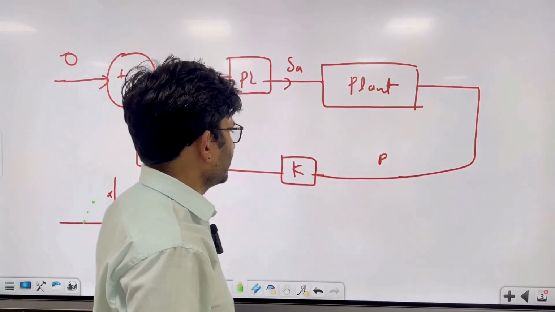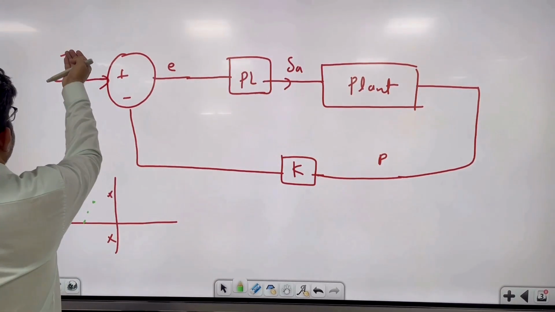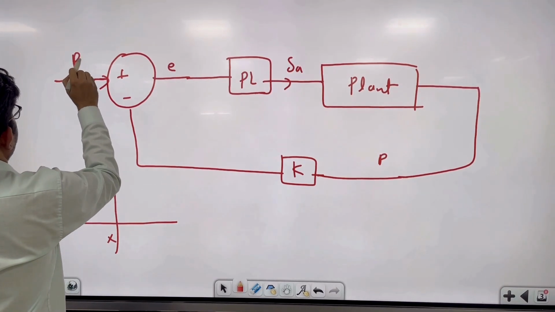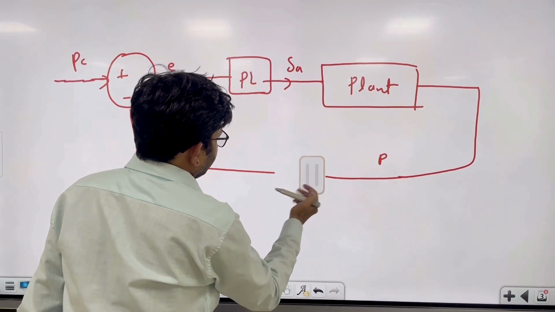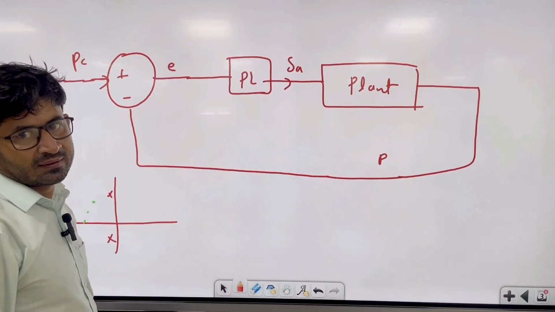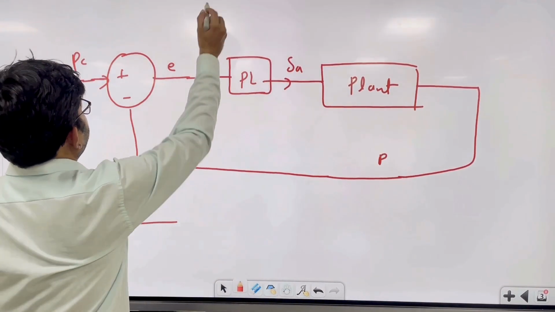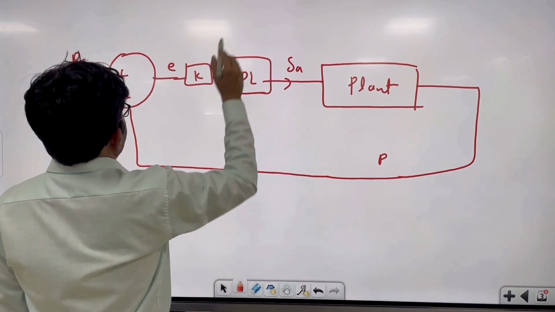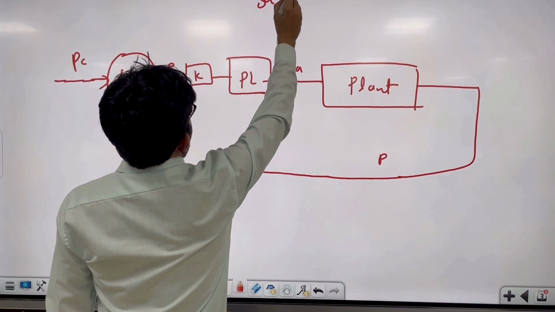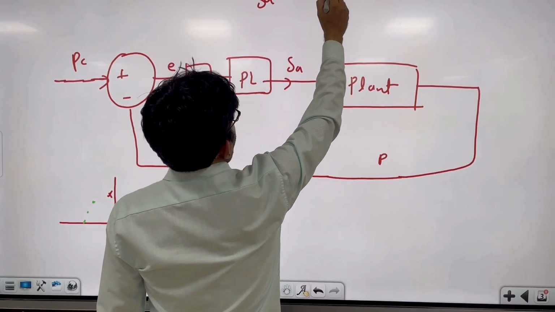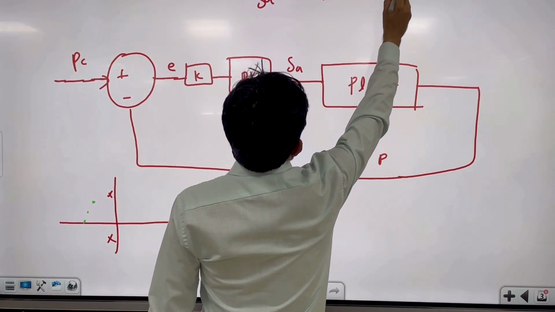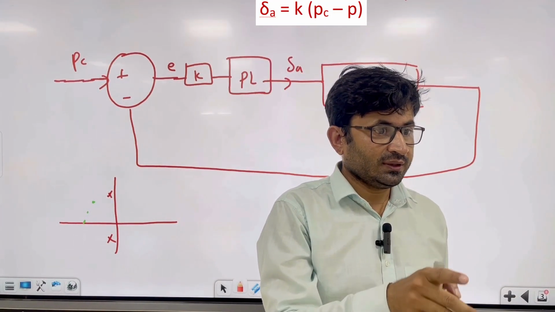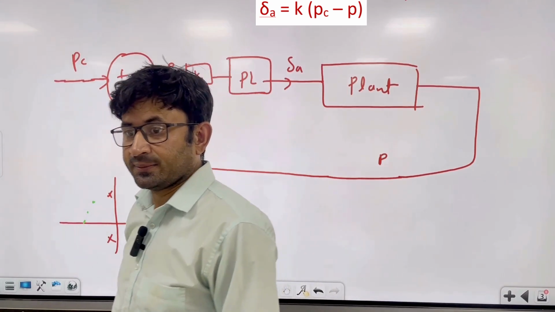Now let's say this is P command, for example, and you do not take the feedback and multiply by the gain; instead, you multiply some gain in the error. So delta A will be equal to K into P command minus P. That is actually the tracking controller. So do not confuse tracking and stabilization.